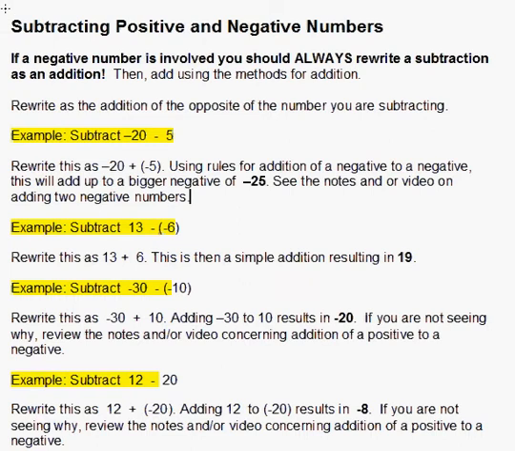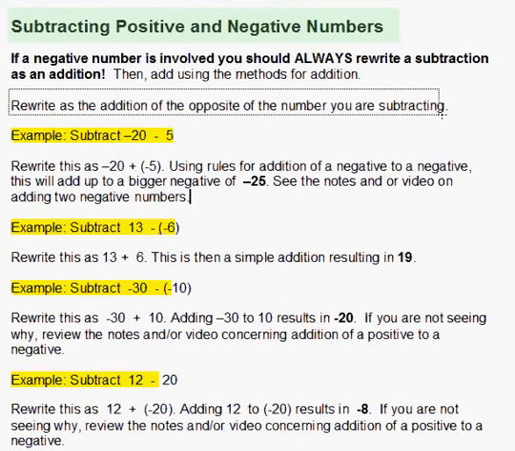In this video, we're going to look at subtracting positive and negative numbers. If a negative number is involved in a subtraction, you should always rewrite the subtraction as an addition. And what that means is you rewrite this as an addition of the opposite of the number you are subtracting. And here's a few examples.